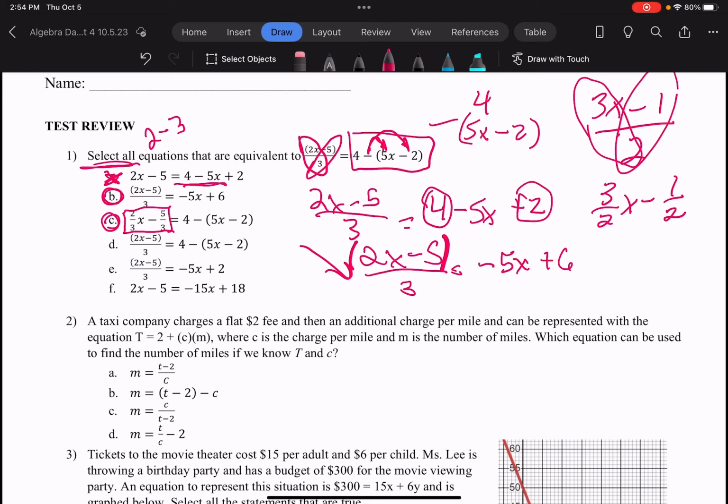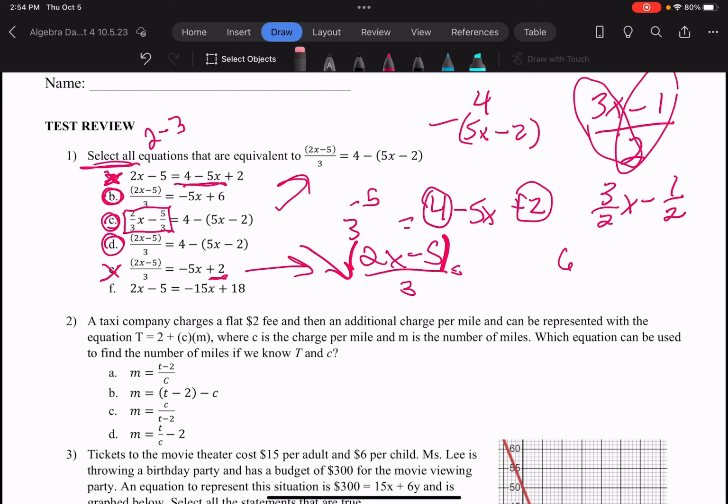Letter D has a very similar piece. In fact, it is exactly the same. So letter D is identical to this, which means that it is in fact equivalent. Letter E has very similar to what we had here, except plus 2. So that we know is not correct because that's not equivalent to plus 6. If we were to have chosen that, then we would have not distributed our negative sign.